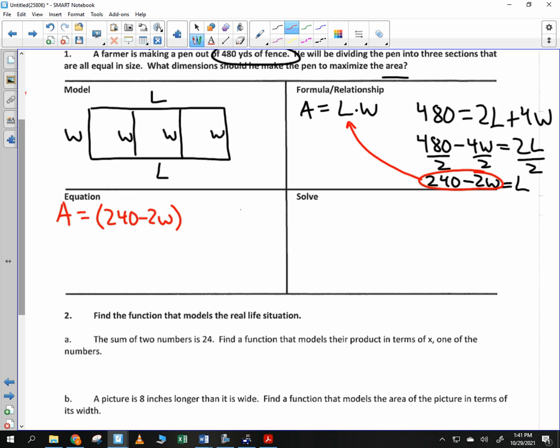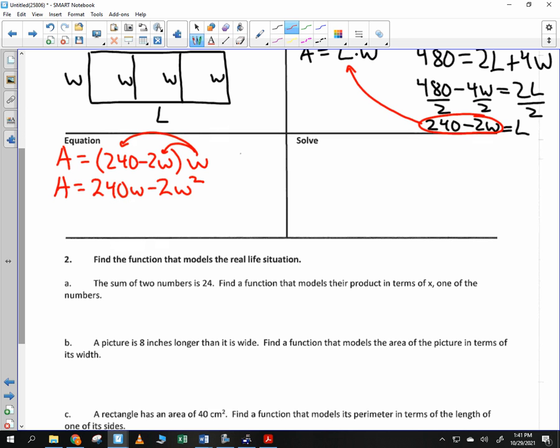Times what? Just W. If I distribute that W through, notice what I get. I get 240W minus 2W squared. That's a function that represents my area in terms of its width.